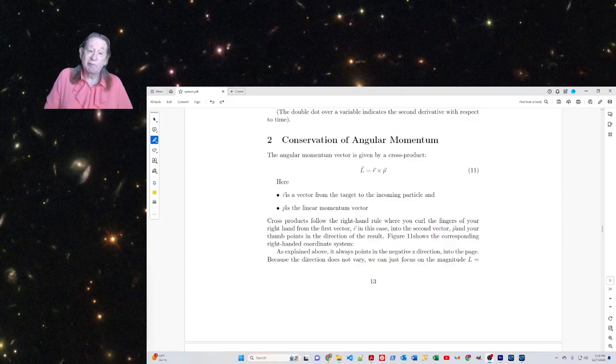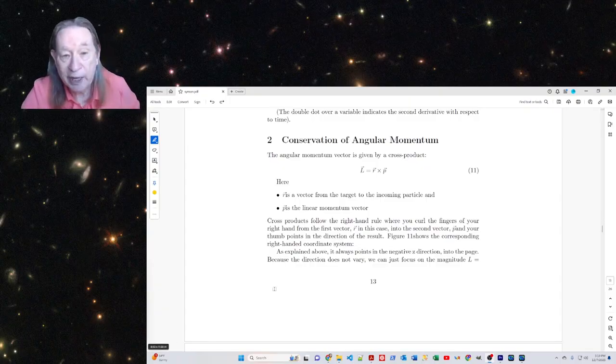Now, this is what's called a central force problem, where the force depends only on the distance from the center. And a very important concept in situations like this is conservation of angular momentum. Angular momentum is formed by what's called a cross product. There's a right-hand rule where you combine two vectors and you get another vector, which is the angular momentum vector. So here's the formula: r cross p. r is a vector from the target to the incoming particle. p is the linear momentum vector, so it's the mass times the velocity, the mass times the rate of change of position.